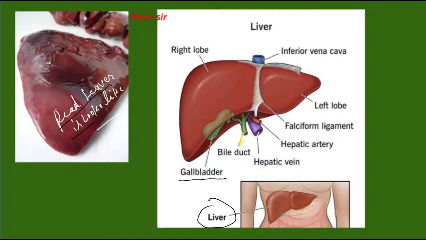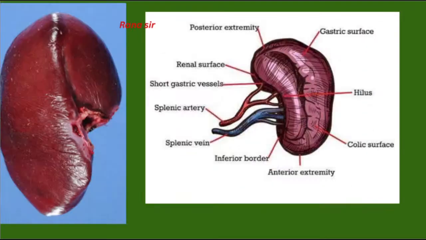And next, come to the next point. This is the spleen's posterior extremity. And this is the renal surface and the anterior extremity, and this is the gastric surface and the posterior extremity, renal surface, short gastric vessels, and the splenic arteries and splenic veins. This figure is a real one.